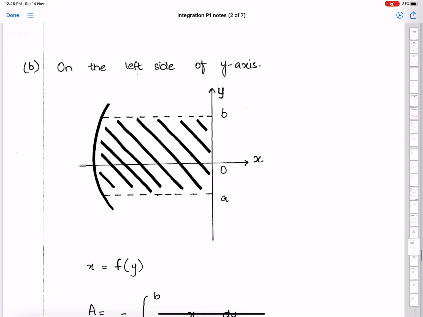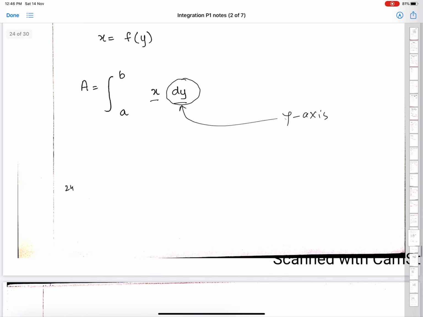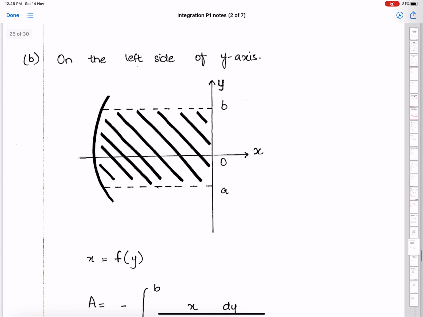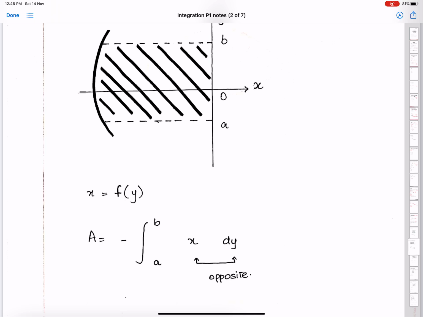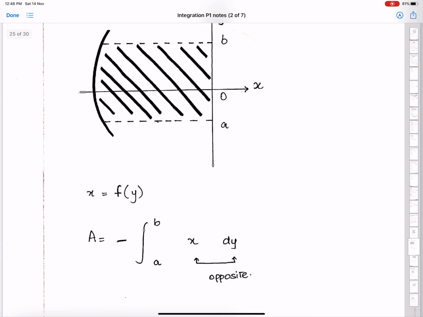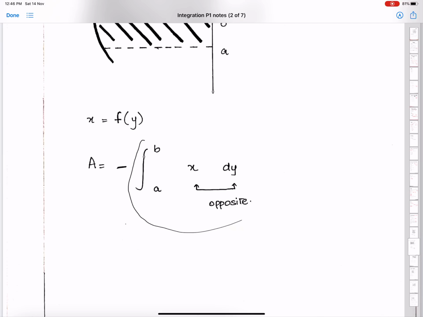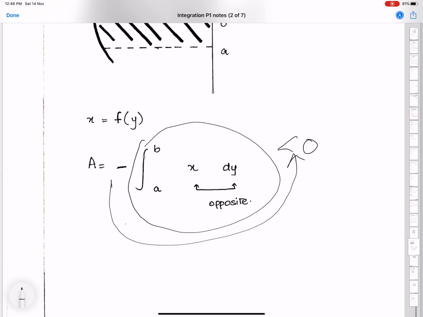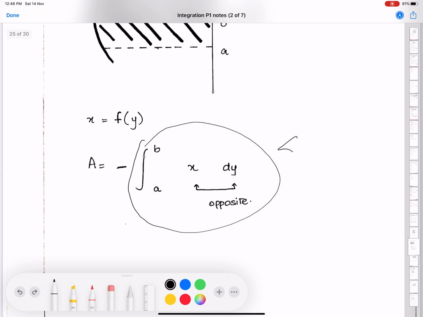When the curve is on the left side, you just need to use this same formula, but you need to write a negative sign before the sign of integral, because the answer of this integral will be negative, and this negative will make this thing positive, because area is a scalar and it can never be negative.